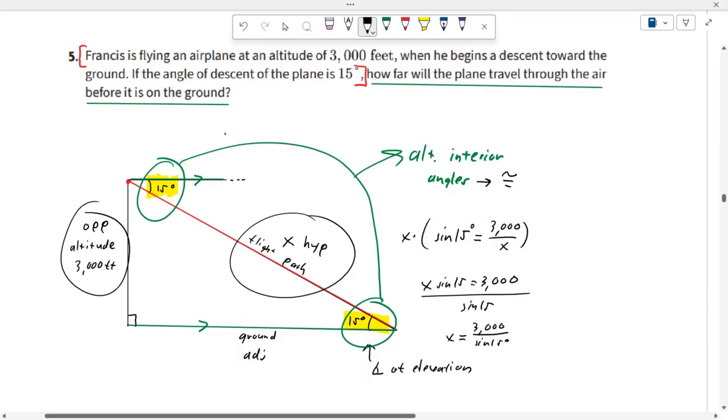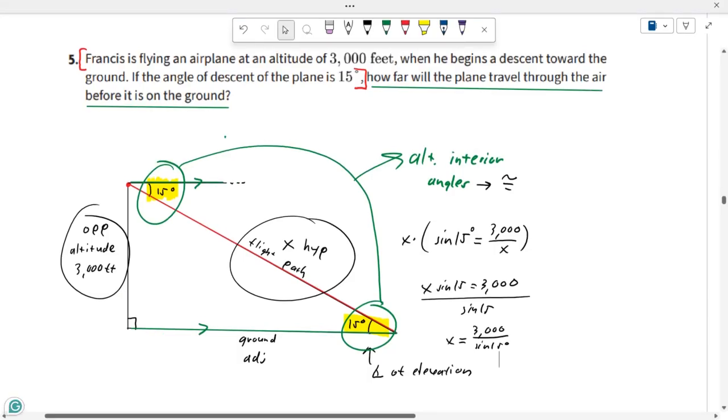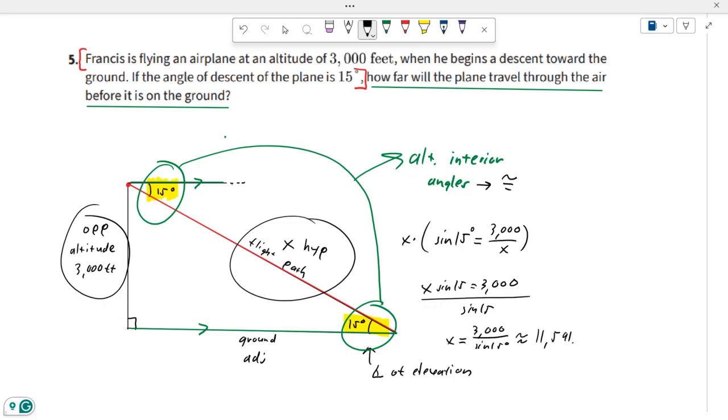The directions didn't say what to round to or whether to round at all, but I'm just going to decide we're rounding to the nearest tenth. So this is approximately 11,591.1 feet.